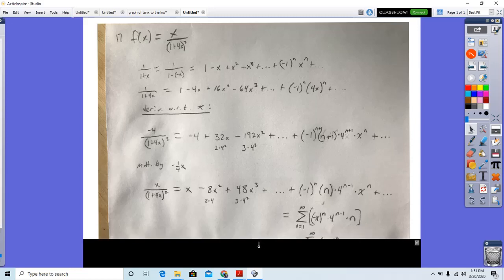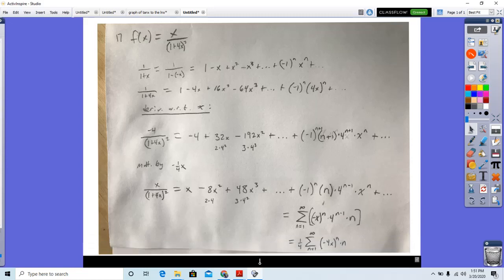Okay? And here's another way to write that, kind of condensed a little more. I put the 4 to the n minus 1 together with the negative x to the n, and adjusted to make those powers the same by taking the 1/4 out. But that's that.